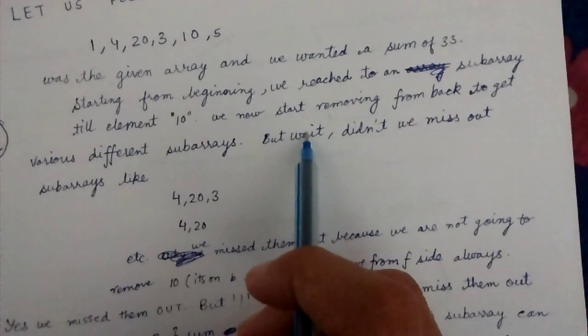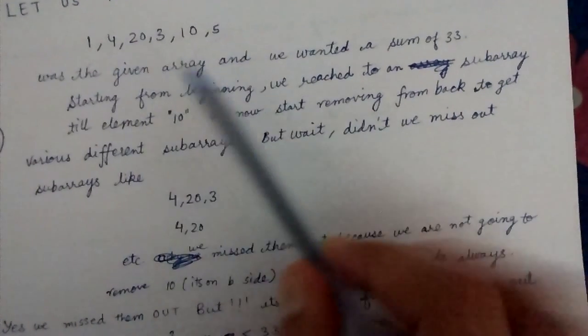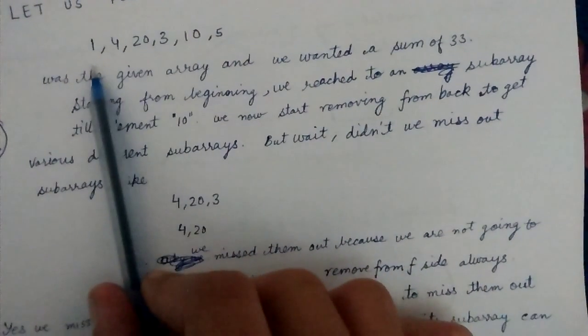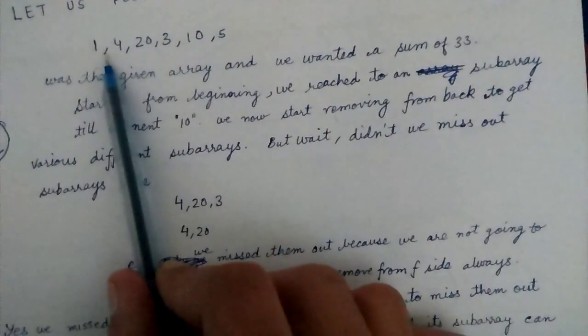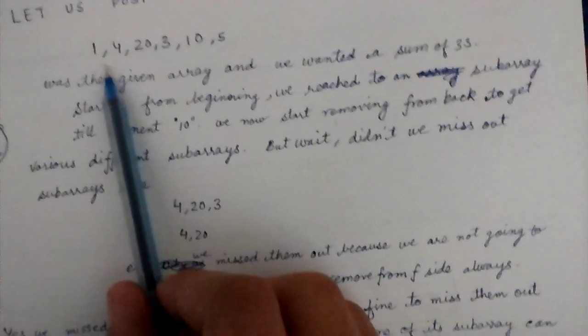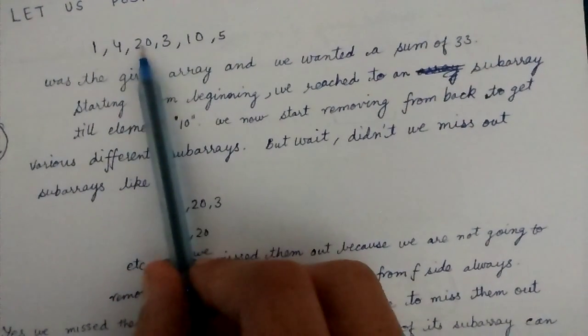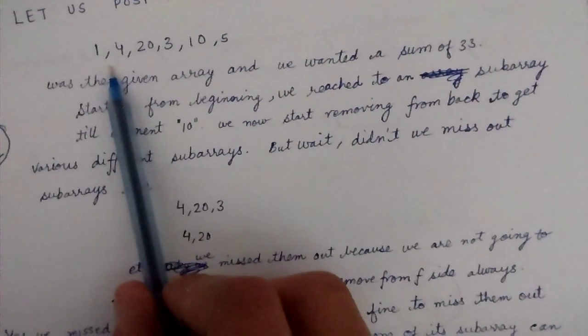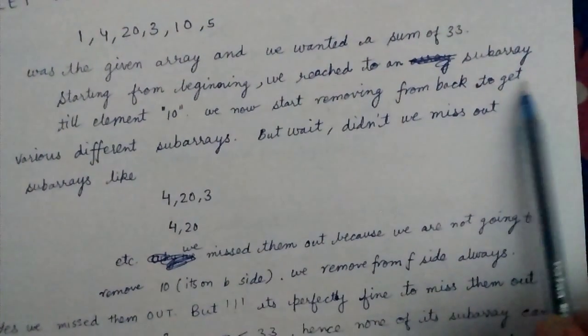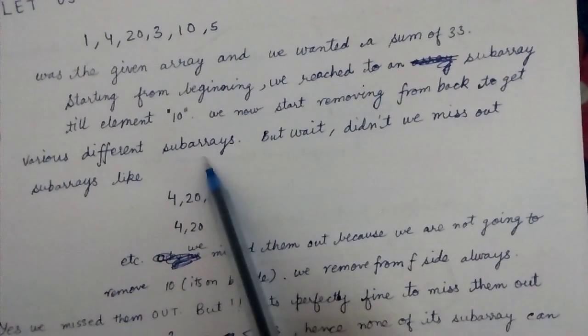But wait. What we did is we reached till here and we started removing from this side. That is our f pointer, some call it back. So we start removing from this side. Okay, this side is clear, right? This side where our f pointer was, to get various different subarrays.